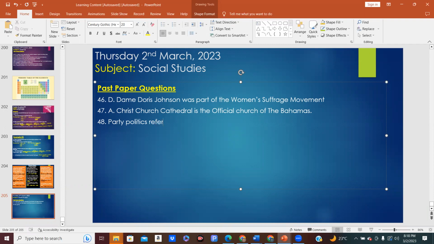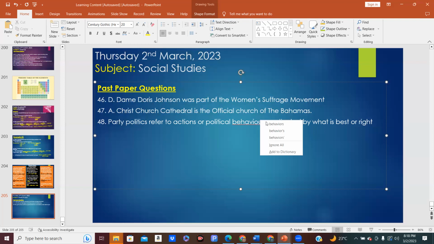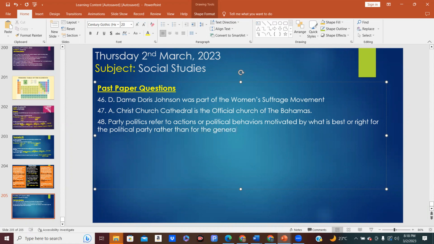So party politics refers to actions or political behaviors motivated by what is best or right for the political party, rather than for the general populace. Write this down. Now, do you think that's a good thing?